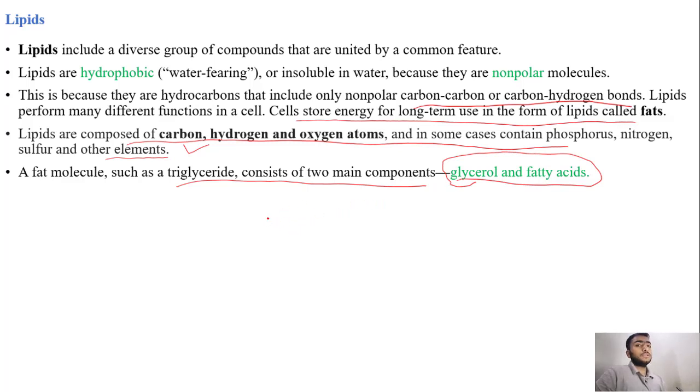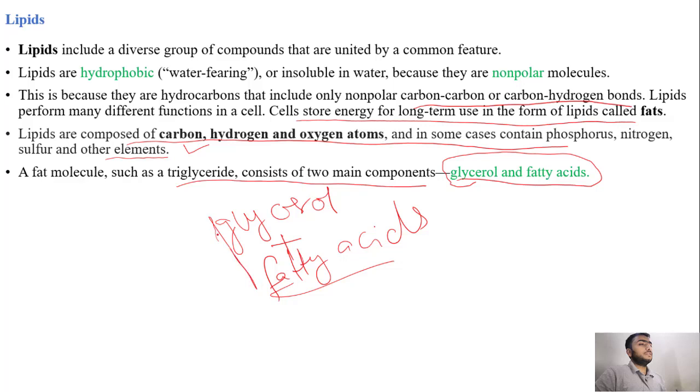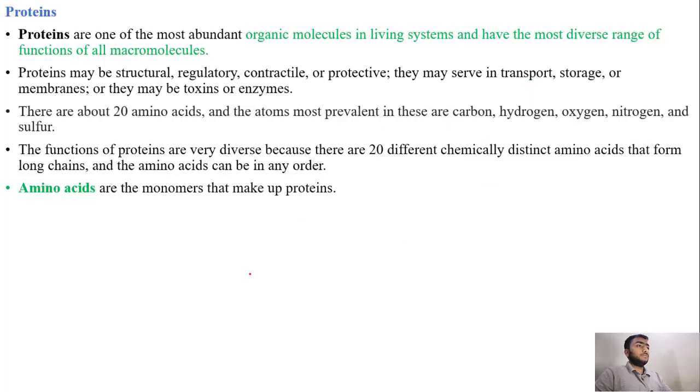Like starch was composed of glucose, repeating units of glucose. You must understand that fats comprise glycerol. You must be able to understand and write: glycerol plus fatty acids. So this is the general subunit or subunits that comprise a lipid molecule.